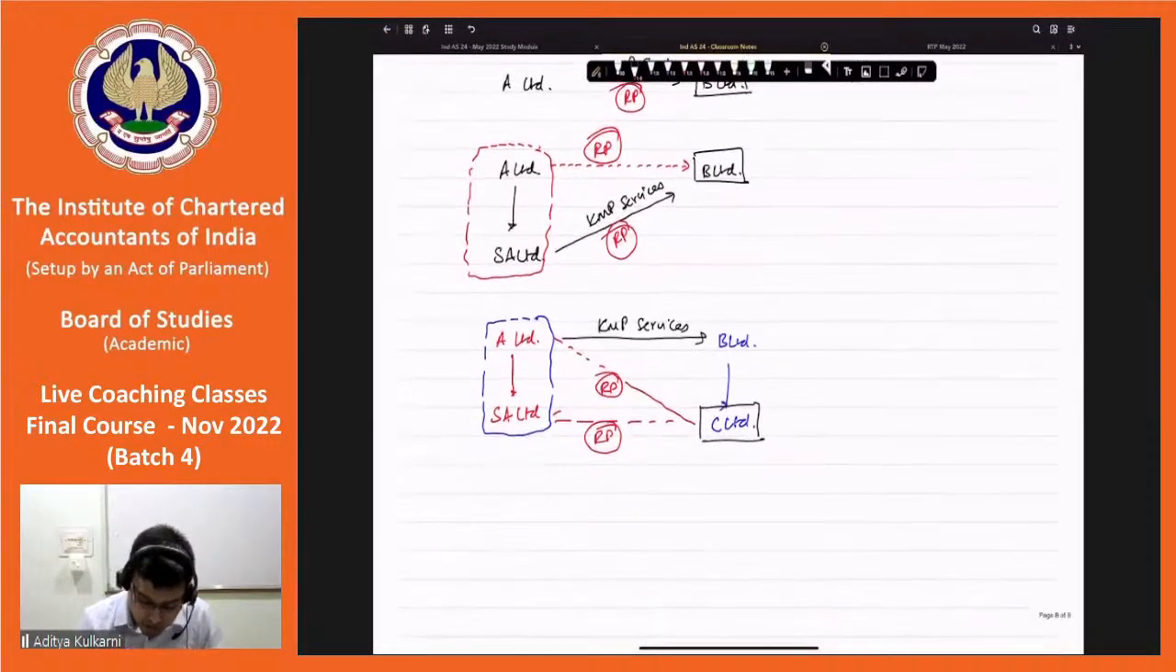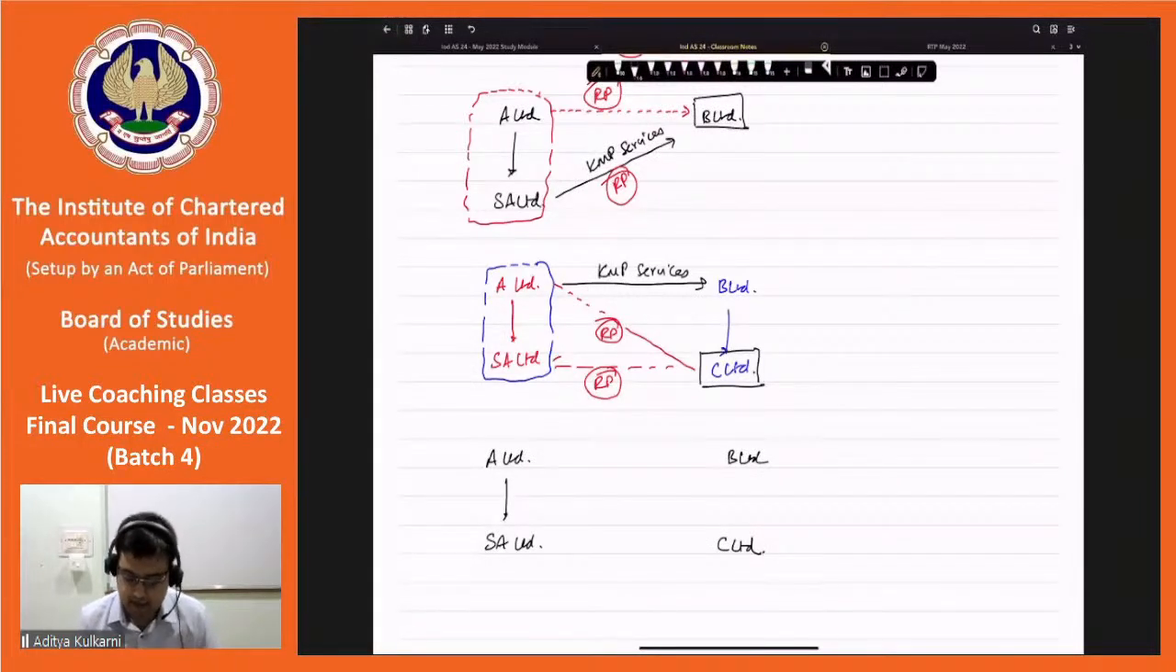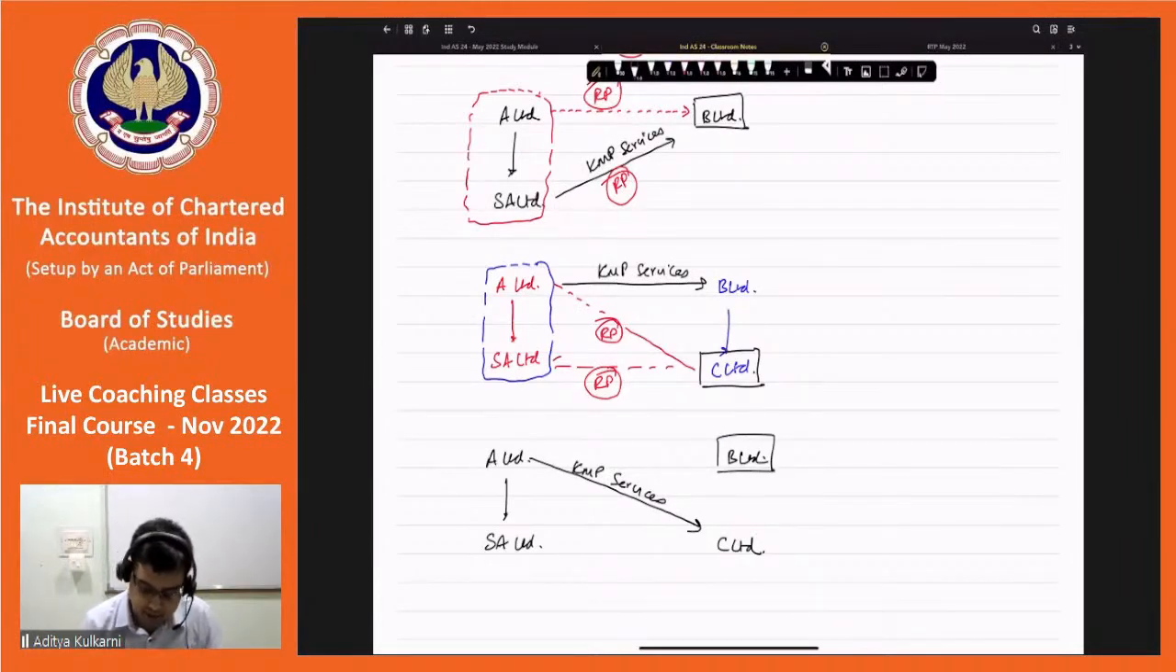But now let me again modify the facts. A Limited, SA Limited. You have here B Limited and C Limited. A Limited provides KMP services here. And B Limited is the reporting entity.